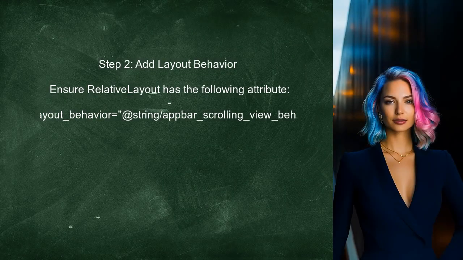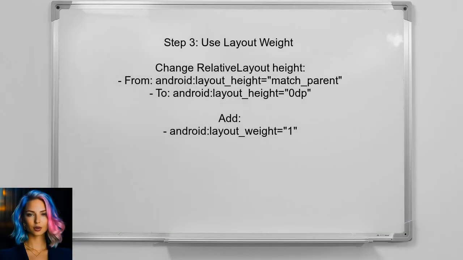Next, the user needs to ensure that the relative layout is positioned correctly within the coordinator layout. They should add a layout behavior to the relative layout to allow it to respond to the scrolling of the app bar layout. Now, to ensure that the relative layout only takes the space below the collapsing toolbar layout, the user should set the height of the relative layout to 0 and use layout weight to fill the remaining space.